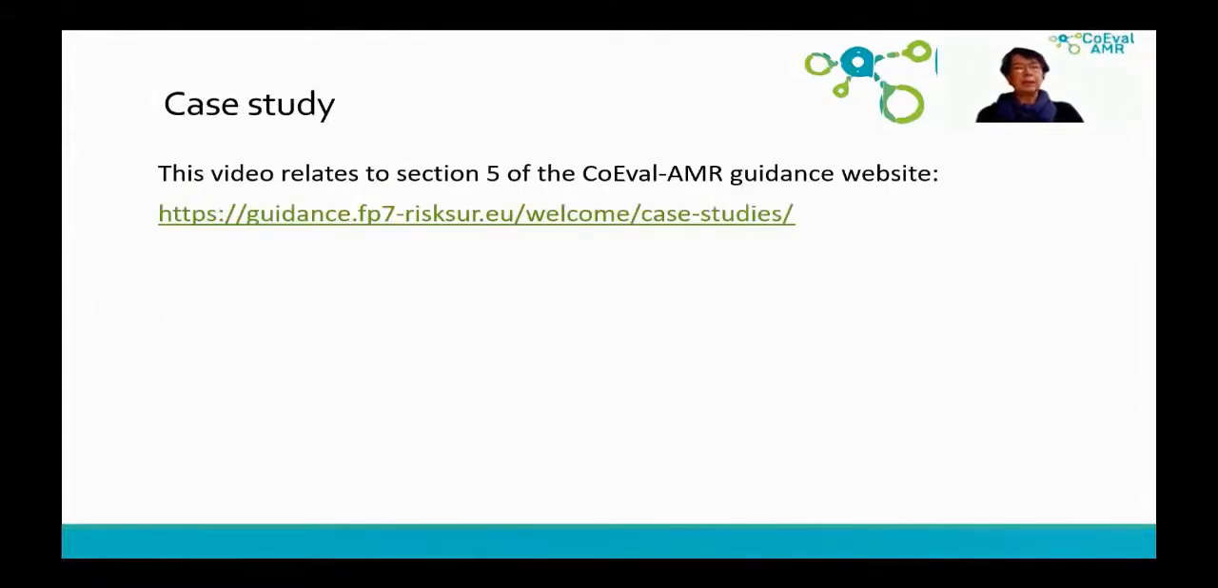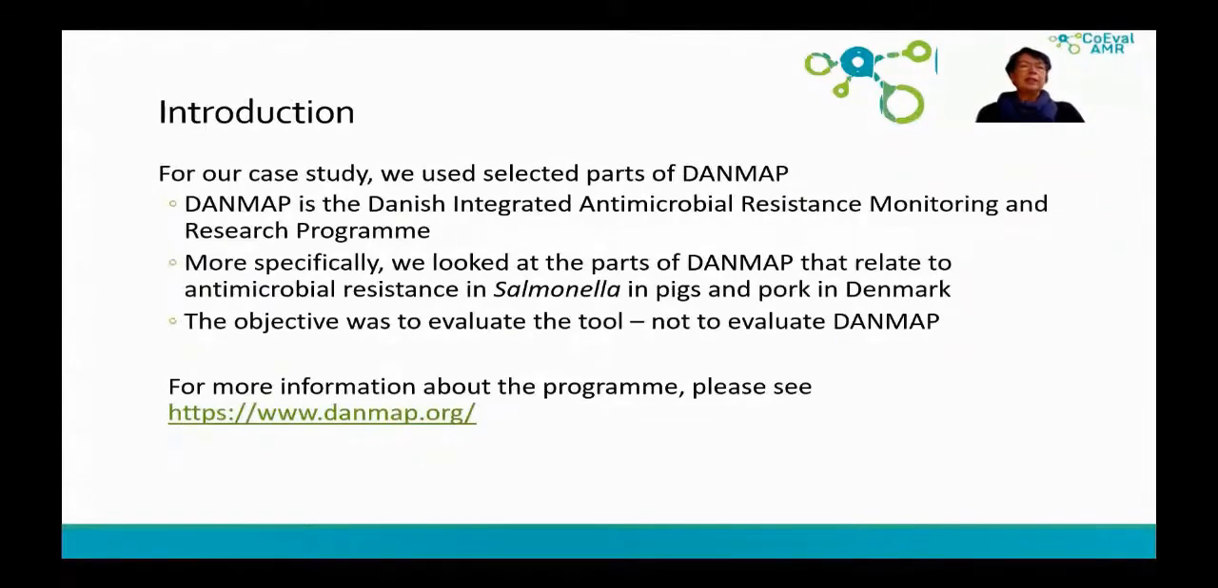Our case study and the video here relate to Section 5 of the CoEval AMR guidance website. In our case study, we used selected parts of DANMAP, the Danish Integrated Antimicrobial Resistance Monitoring and Research Program. More specifically, we looked at the parts of DANMAP that relate to antimicrobial resistance in Salmonella in pigs and pork in Denmark. The objective of our case was to evaluate the tool, not to evaluate DANMAP. If you're interested in knowing more about DANMAP, please see the link you can see here on the slide.